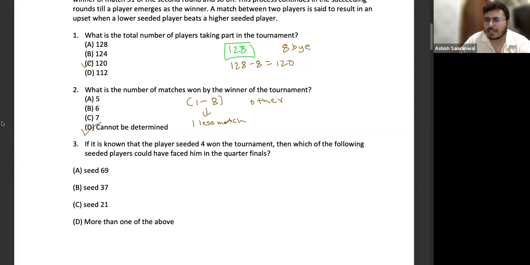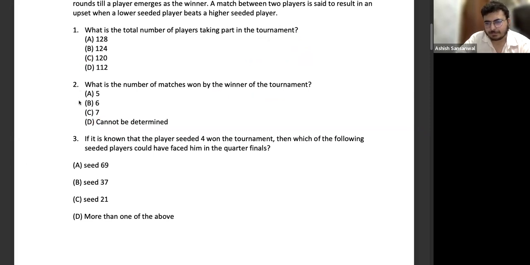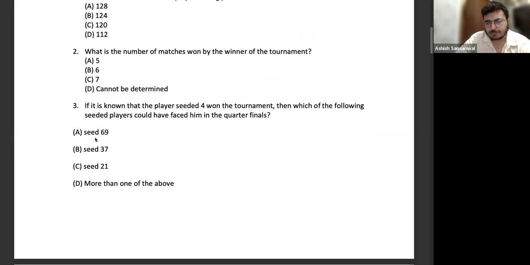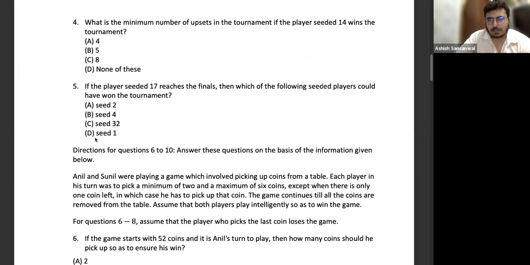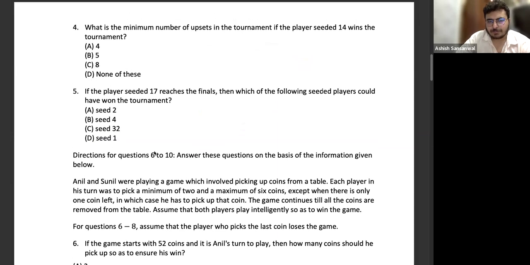Let's skip question number 3 as of now. Can we do easier ones first? I hope you guys are comfortable. So let's try question number 4.